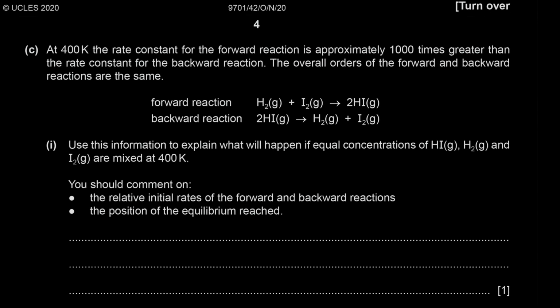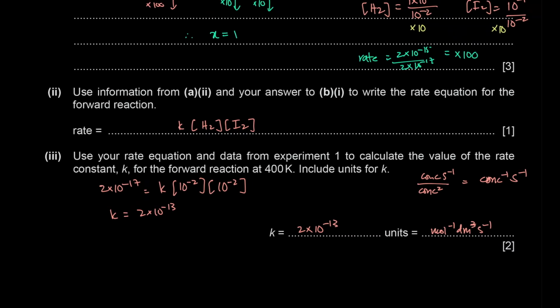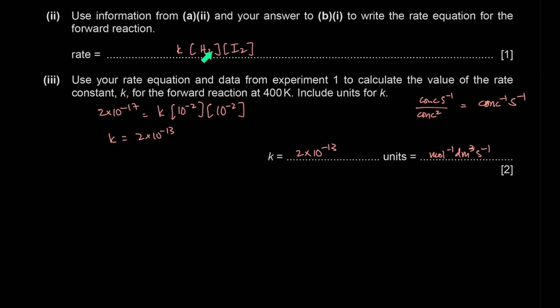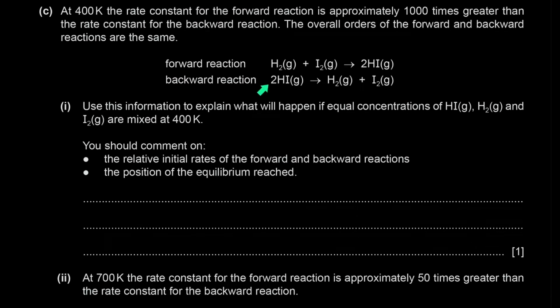All right, the next part of the question says, at 400 Kelvin, the rate constant for the forward reaction is approximately 1000 times greater than the rate constant for the backward reaction. The overall orders of the forward and backward reactions are the same. So they're saying both the forward and the backward reaction have an overall order of 2, because the overall order is the sum of the individual orders. So here you have order 1 with respect to hydrogen, order 1 with respect to iodine. So they're both order 2, that's 1 plus 1. They're saying backward reaction is also order 2, forward reaction is also order 2.